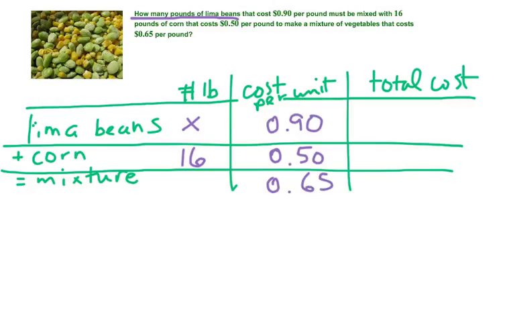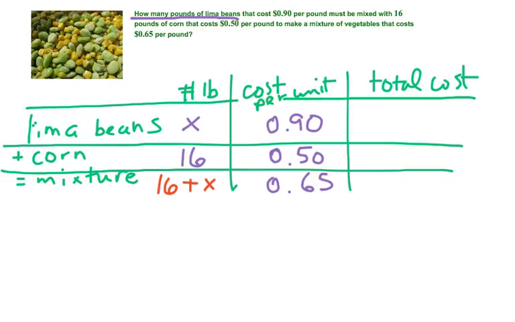So, okay, so you're thinking, gosh, I've got a lot of blank spaces here. We're going to be able to fill these in just kind of using common sense. If I take X pounds of lima beans and I add 16 pounds of corn, my mixture is going to be 16 plus X. We're just going to use an expression, 16 plus X pounds of the mixture. Those get added. Do I add my cost per unit? No, it doesn't work like that. It would be nice and easy if it did, but it does not work like that. We don't add up the cost per unit. So those do not add.